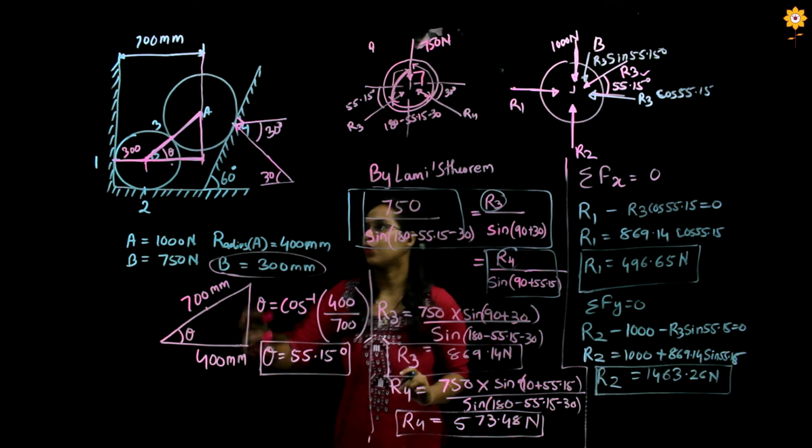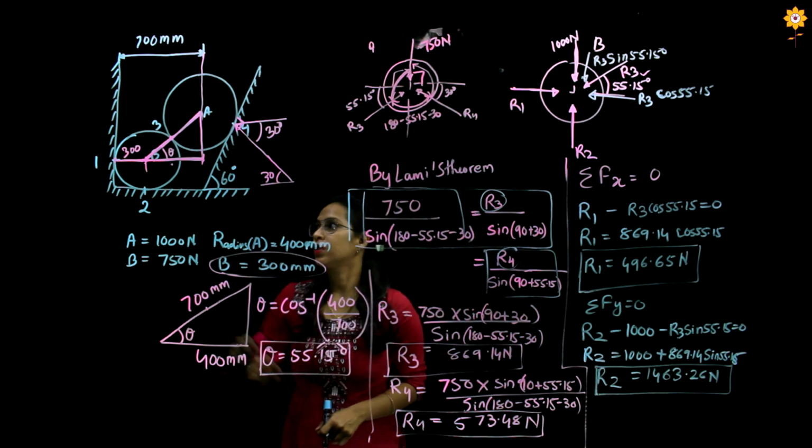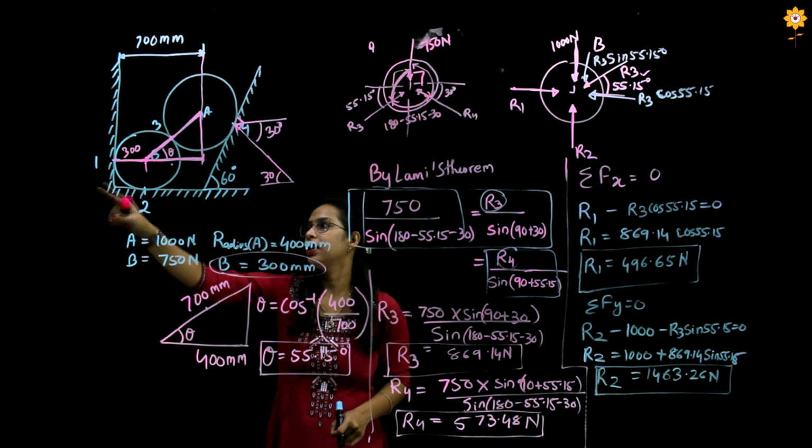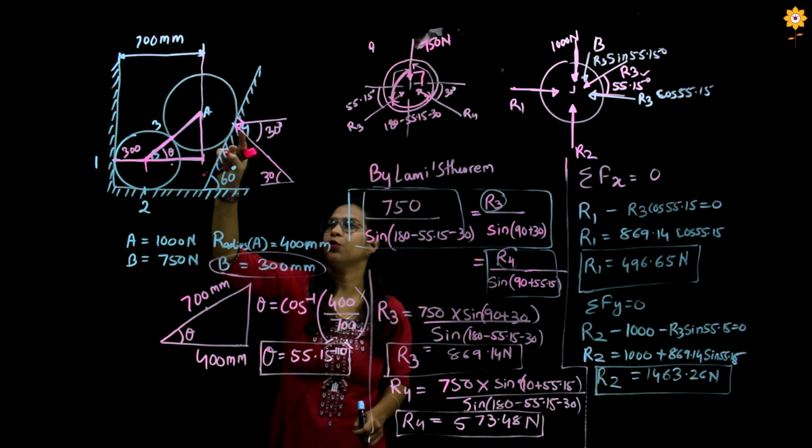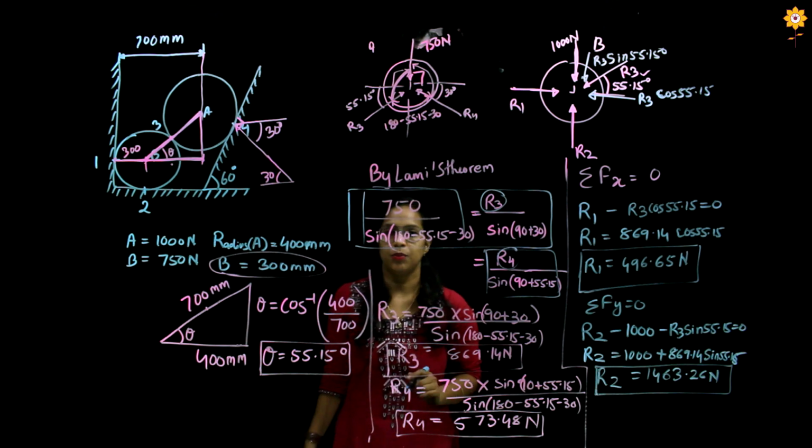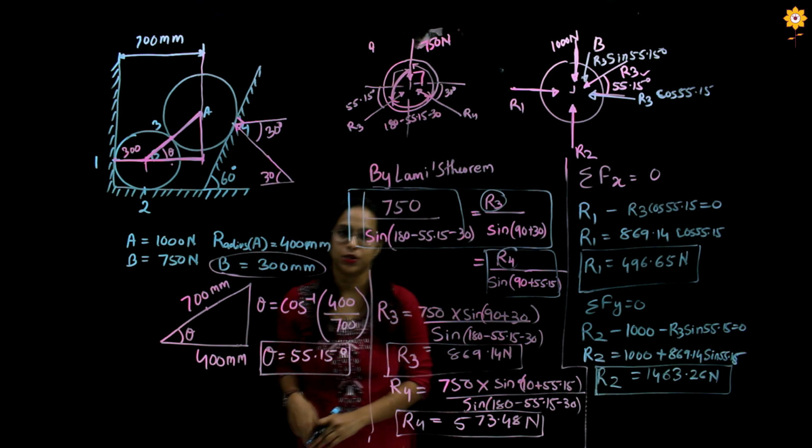So we have found all the contact reactions, the reactions here, that is 1, 2, 3 and 4. So this completes the solution. Hope you understood. Thank you.